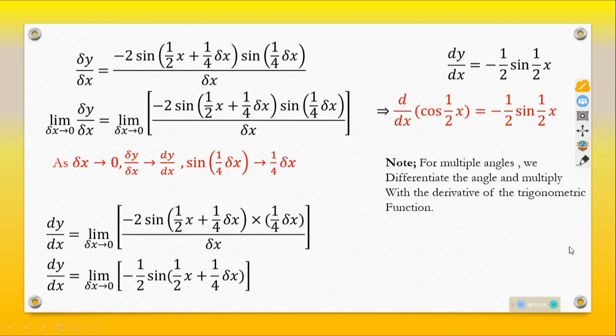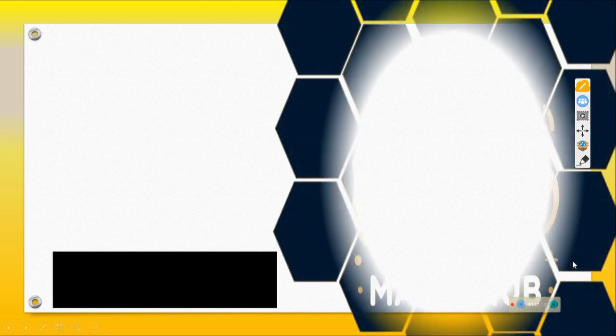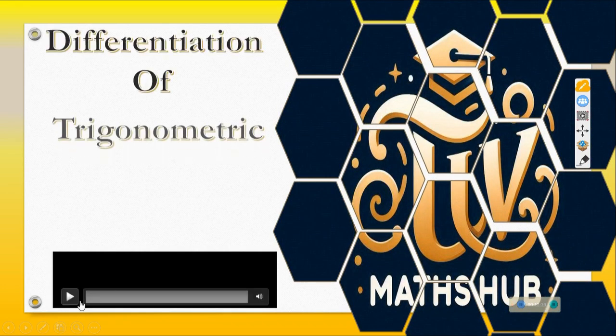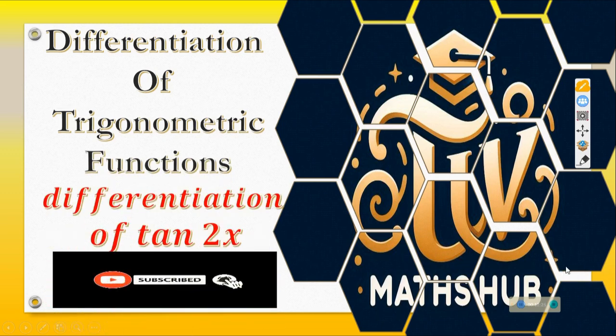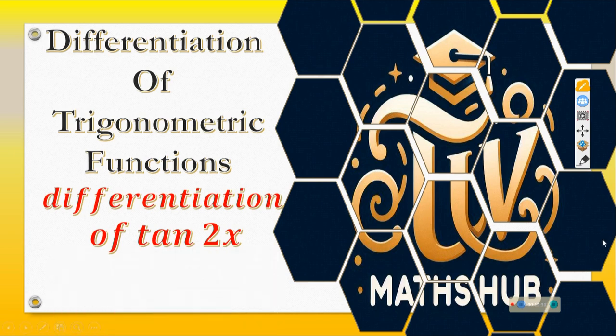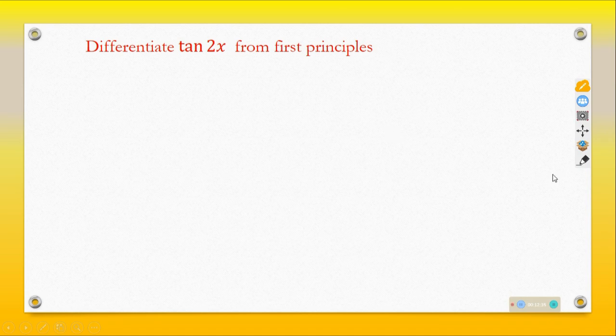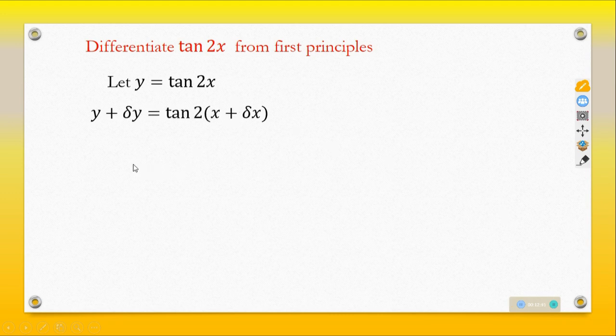So we shall look at our next differentiation, which will be basically talking about differentiation of the tan. So how do we differentiate tan 2x? To differentiate tan 2x, we shall be following similar procedures. So we shall let y be tan of 2x.